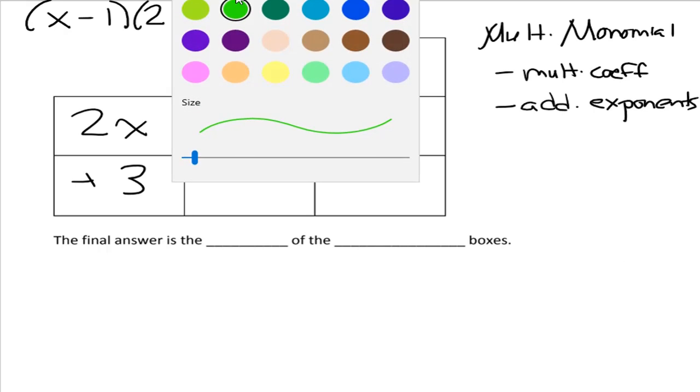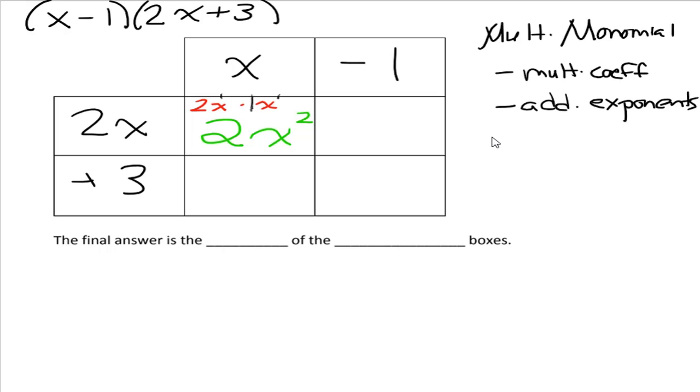I'm going to do the same thing over here. This time we're going to do 2x times a negative 1. So again, if I have coefficients, I'm going to multiply those together first. 2 times negative 1, and I'm going to get negative 2. I do not have exponents to add. I don't have any exponents here at all. I don't have a variable, so I'm just going to rewrite the x next to it. So negative 2x. Now, do you recall when we had that visual, there were 2 negative x's, right? So the visual and our grid are going to match up.